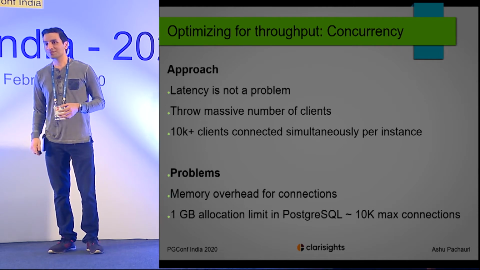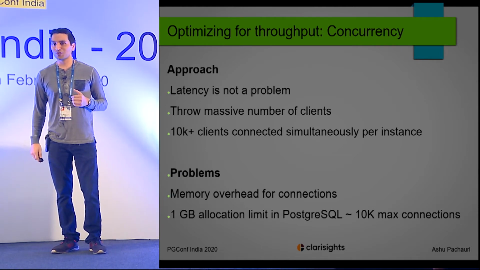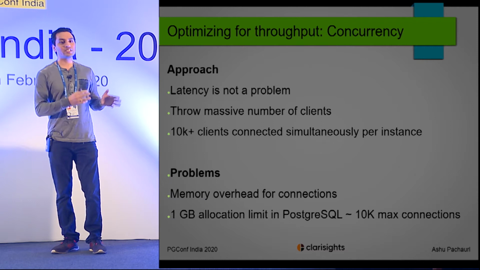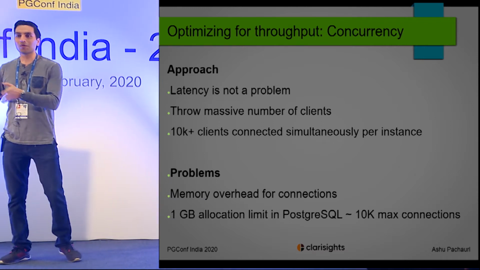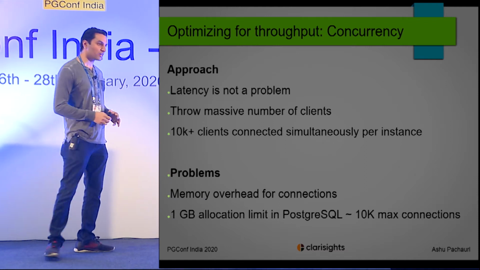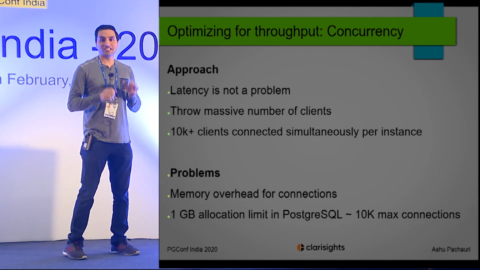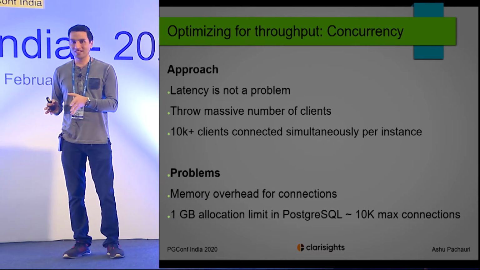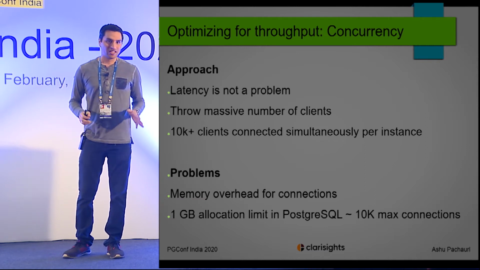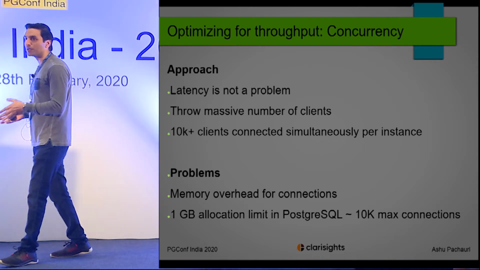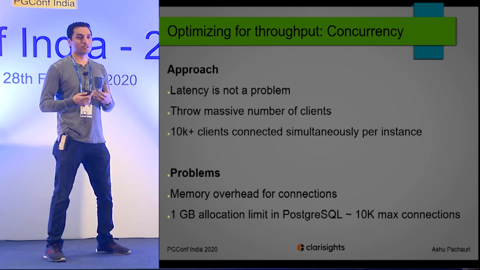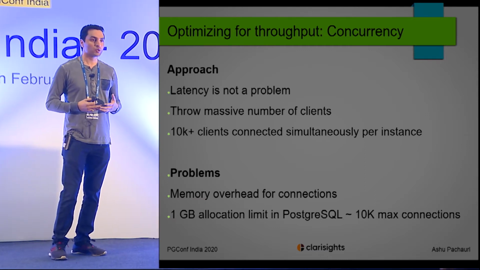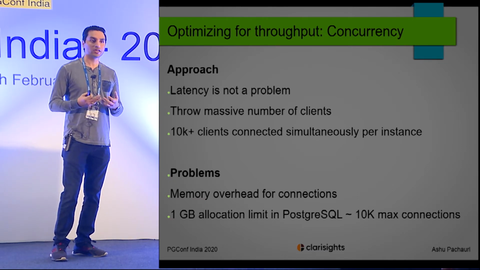What is the problem? Every connection has its own memory overhead, and Postgres has a memory limit on a single slab of memory allocation of 1 gigabyte. This is hard coded inside the code. It's not a config that you can tune. If you try to allocate one single chunk of memory more than 1 gigabyte, you will face an error. Basically, you don't do it explicitly, but there are ways that you can force Postgres to do it, and then it will throw an error.